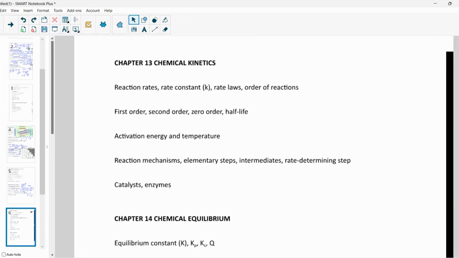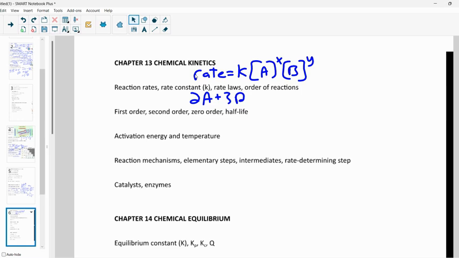Reaction rates, rate constant, rate laws. So the big part of this chapter was the rate laws. Rate laws look something like rate equals K times A to some power, B to some power, right? And we might have an equation 2A plus 3B yields something. All right. X is not 2 necessarily. Y is not 3. All right. This is the overall equation. How do we get X and Y? We need to look at experimental data.